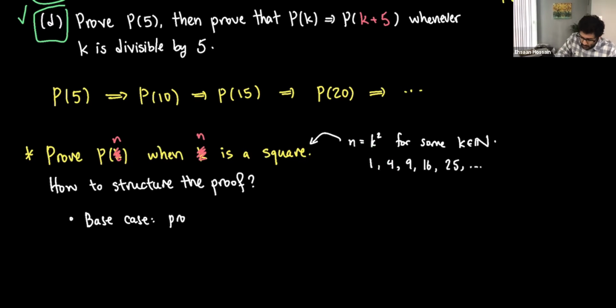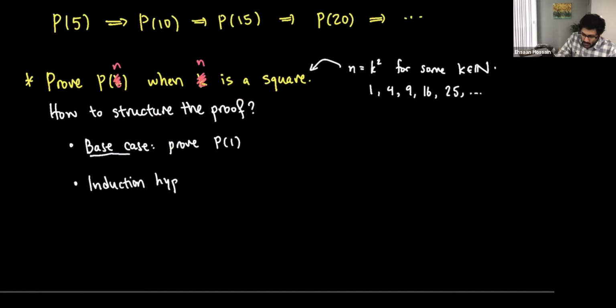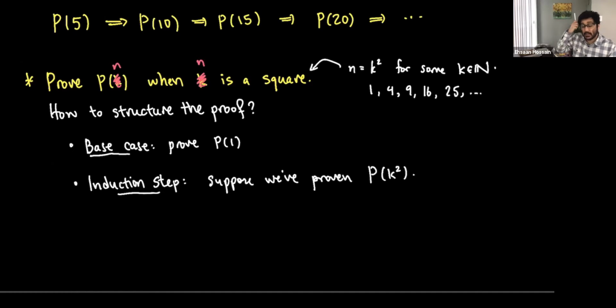So prove the problem when n equals 1. So prove P of 1. That would be the base case. How about the induction step? Let's break it down even further. What's the induction step? Well, you suppose that you've proven what? P of some square. And what I want to get is the next square.